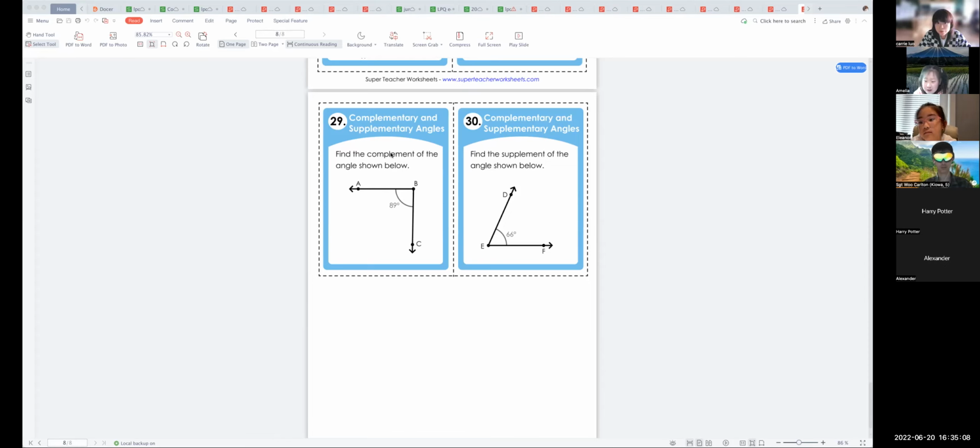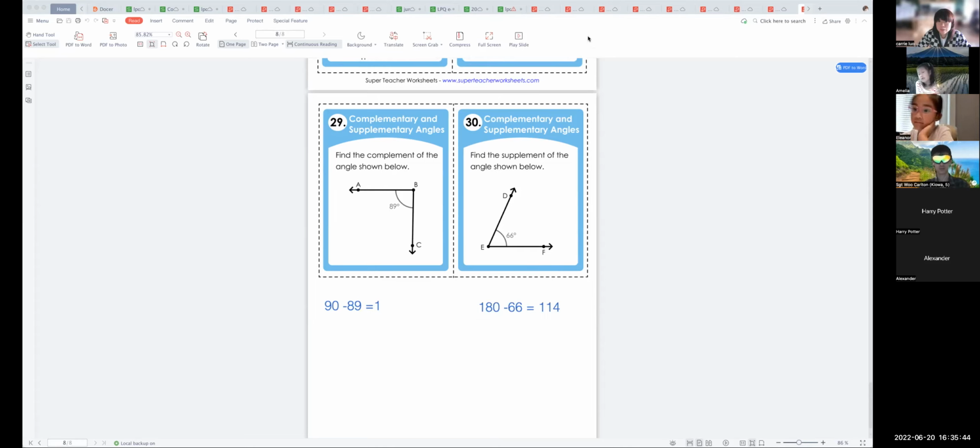Okay, very good. So Houghton, can you do the number 2 and last 2 questions? Okay. Complementary for 29, so 90 minus 89 equals 1. And supplementary for 30 is 180 minus 66 equals 114. Understand, everybody? They're all correct, right? Okay, very good.